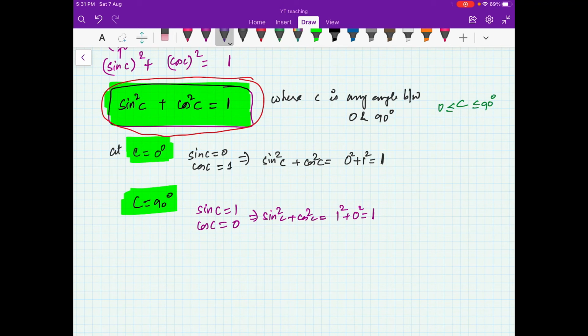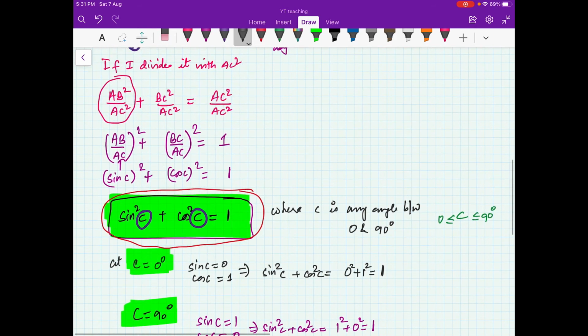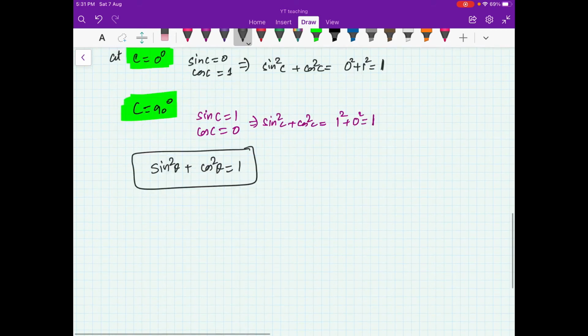Sometimes instead of C, you must see that in the books it is written like this: sine square theta plus cos square theta is equal to 1. So this is the first and very important identity in trigonometry, right? So now let us look at another identity. That is again very simple.